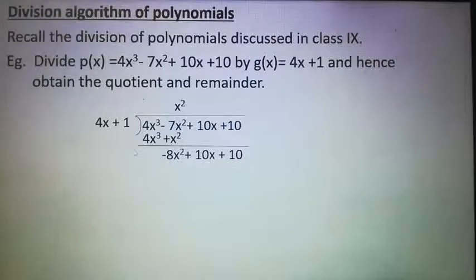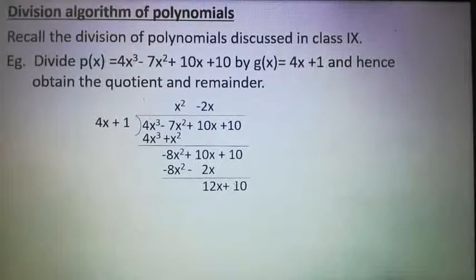Then again follow the same procedure. First term of the dividend polynomial, minus 8x squared, divided by 4x, will give the quotient term negative 2x. Then again multiply negative 2x and 4x plus 1. So negative 2x into 4x is negative 8x squared, then negative 2x into 1 is negative 2x. Now subtract like terms. This is 0. 10x minus negative 2x: change the sign of the second term and add with the first one. So 10x plus 2x results in 12x. Then write down plus 10.